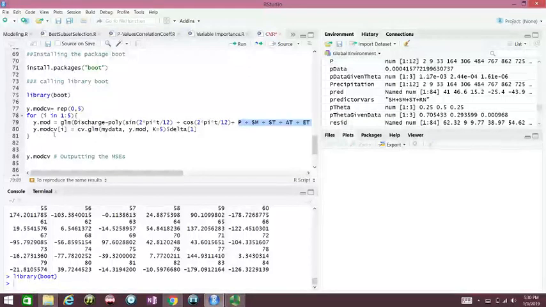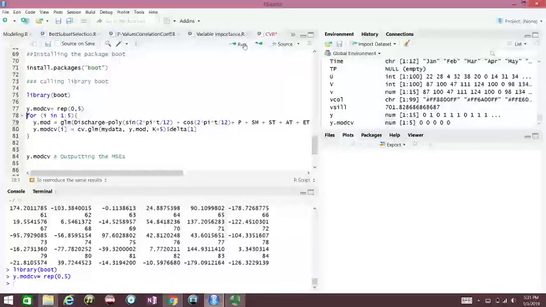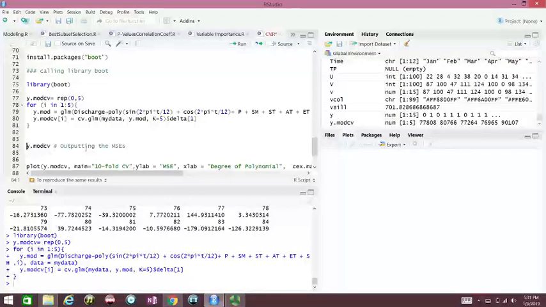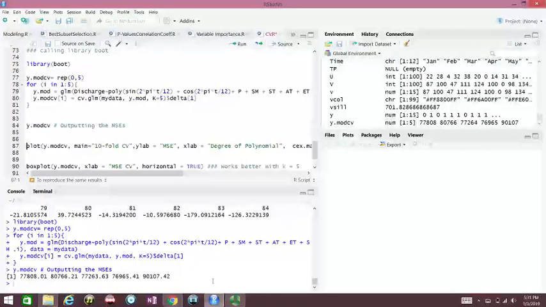And then y.mod.cv[i] equal cv.glm(my data, y.mod, K equal 5), and dollar sign delta[1]. So you run the first, then the second line, and then you output the MSEs here, y.mod.cv. It's going to give you the output. So you have 1, 2, 3, 4, and 5, because you have K equal 5.